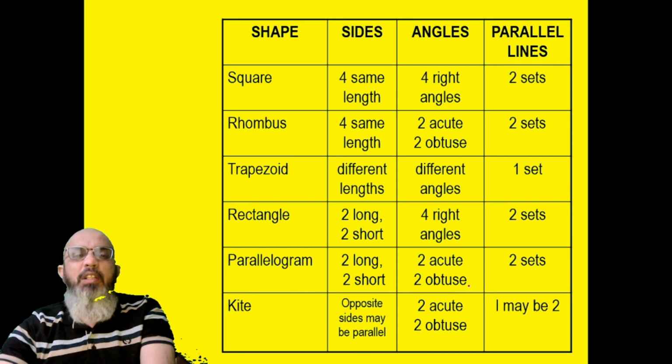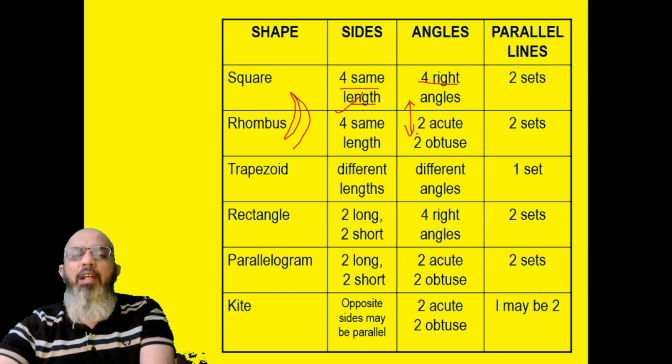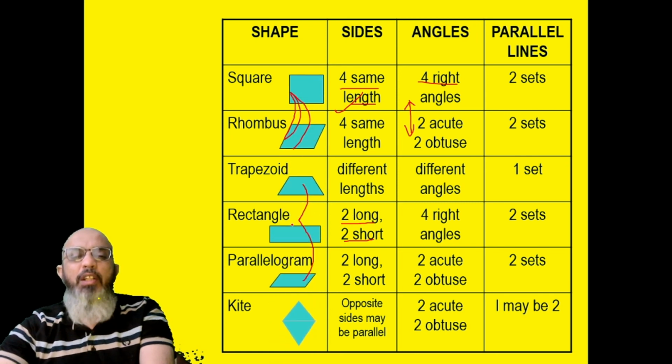So let's see the common properties of all these shapes. First we studied the square. A square has four same lengths and four right angles. And what is the difference between square and rhombus? It has the same lengths but the angles are different, right? The square has four right angles and the rhombus has two acute and two obtuse angles. Similar differences exist between rectangle, trapezium and parallelogram. In a rectangle we have two long and two short lengths. Opposite sides are the same, just look at the shapes. These opposite sides are equal, meaning two long lengths and two short lengths.